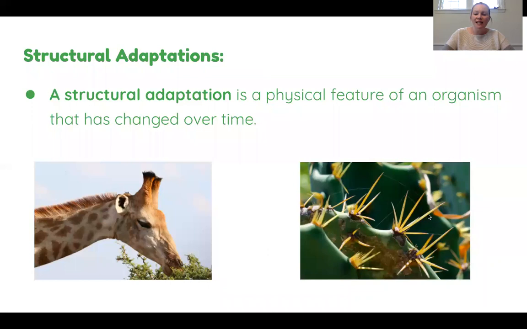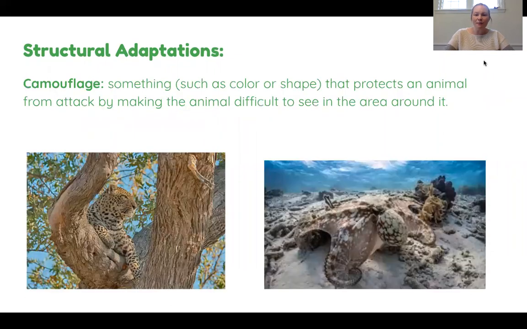Here, we can see a cactus. It has needles that are clustered on the plant. These needles cast a shadow on the plant in the hot desert, allowing the plant to stay cool and survive in its desert habitat. Other examples of structural adaptations include camouflage.